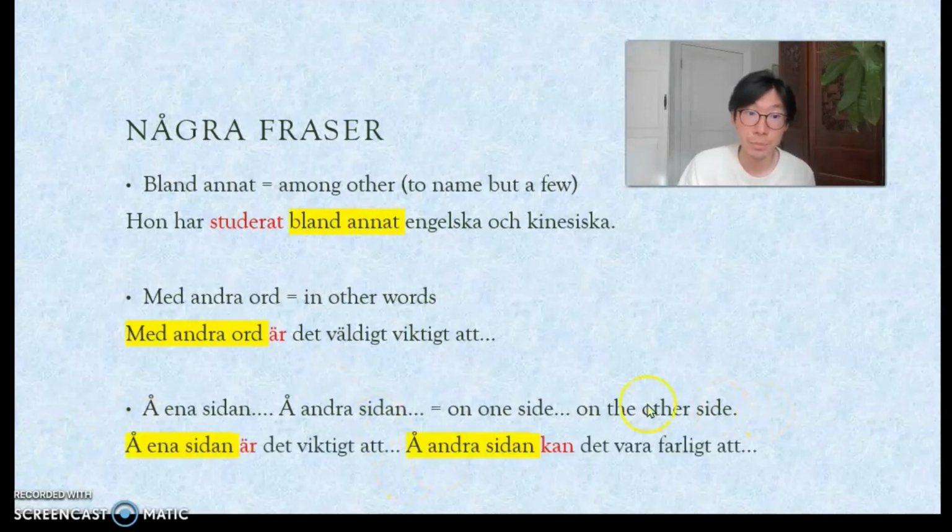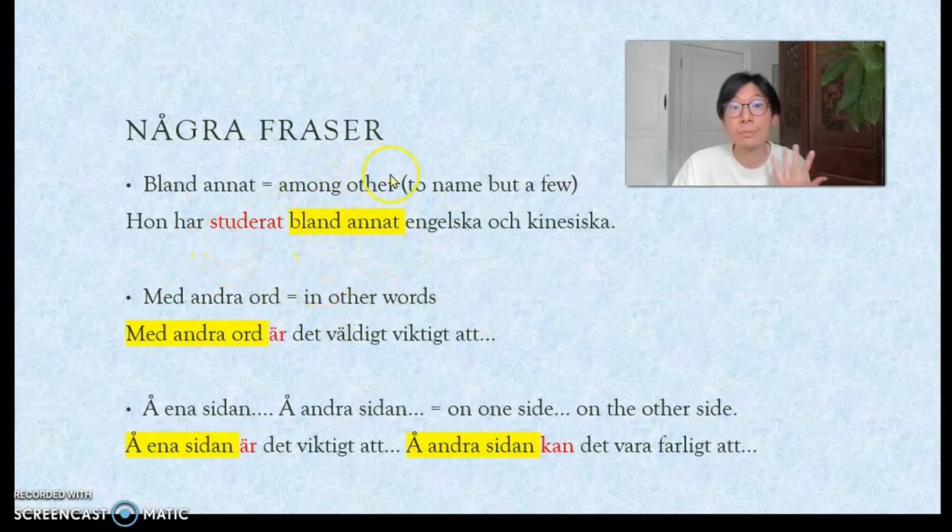Du kan säga till exempel, å ena sidan är det viktigt att, å andra sidan kan det vara farligt att, on one side it is important to, on the other side it can be dangerous to, bla bla bla. Så du kan fundera lite på hur du placerar dem i en mening. Do think about the word order in a sentence.